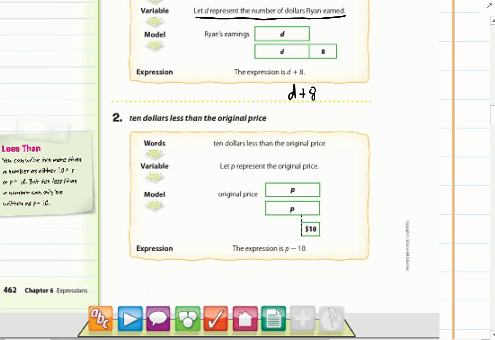Number 2, $10 less than original price. We have to first decide the variable, and what is the variable going to represent? So this is $10 less than the original price, so P is going to represent the original price, because the original price is the thing that we don't know, and we're not going to have enough information to find out. So since it's $10 less, we're going to have a minus 10, and our expression is P minus 10.